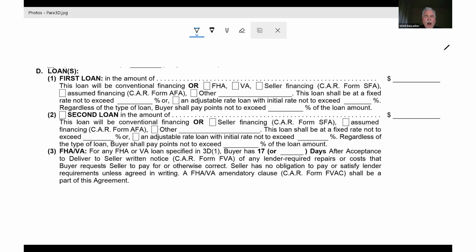Okay. All right, so of any lender required repairs or costs that the buyer requests the lender to pay for or otherwise correct, seller has no obligation to pay or satisfy lender requirements unless agreed in writing. You see what that says? So if you didn't use the FVA form or something equivalent to it, the standard is the FVA form, then guess what? Guess who pays for things when you don't do your job?